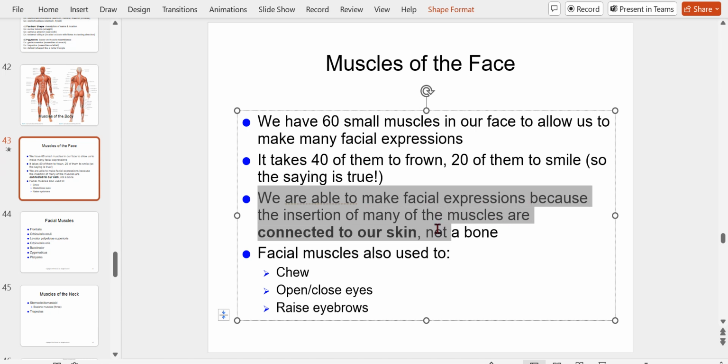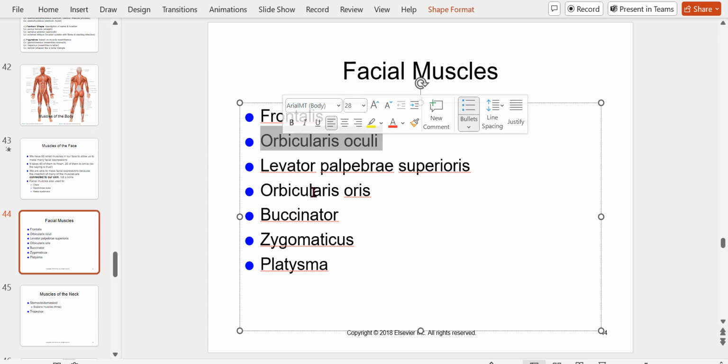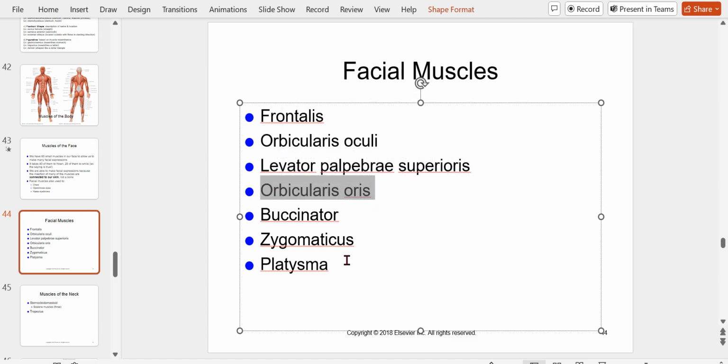We're able to make facial expressions because the insertions of many of our muscles are connected to our skin, not a bone. Facial muscles are used for chewing. The medical word for chewing is mastication, M-A-S-T. Mastication means to chew. Open, close the eyes, raise the eyebrows. Facial muscles here, we've got the frontalis, the orbicularis oris. That one is involved in kissing. Orbicularis oculi, that's involved with the eyes. Here's buccinator, there we're talking cheeks.